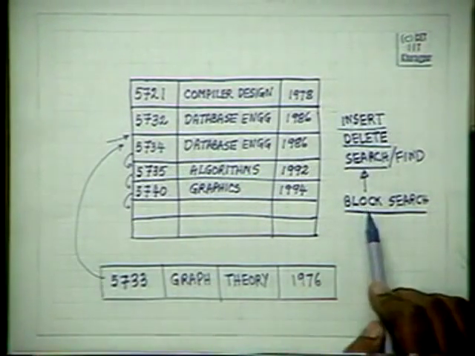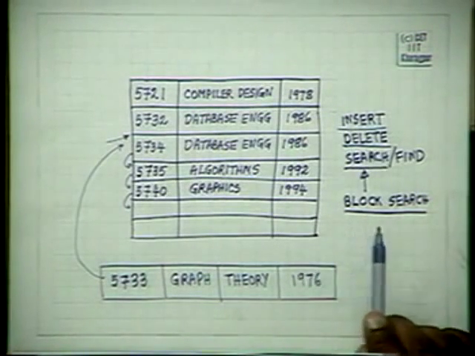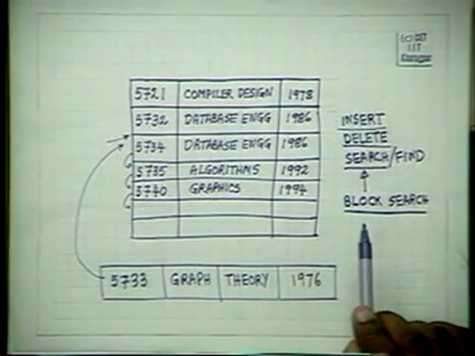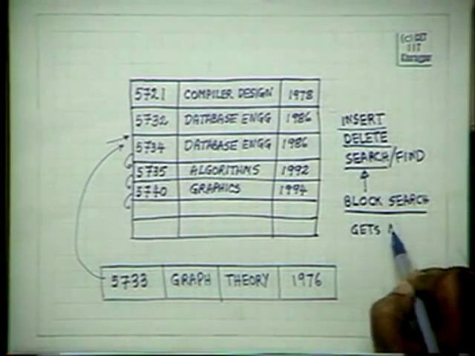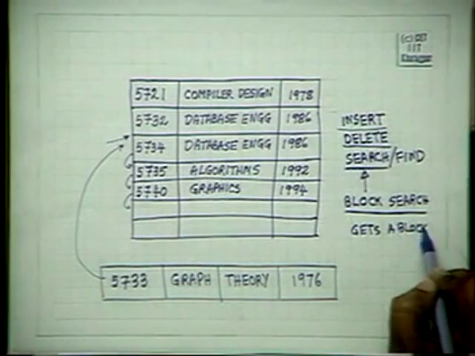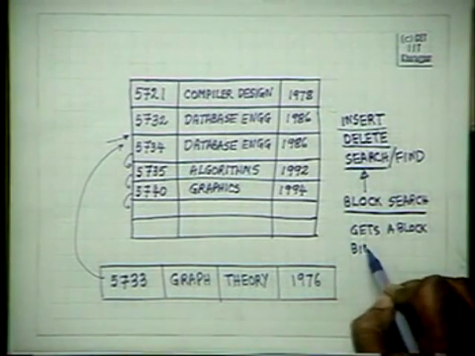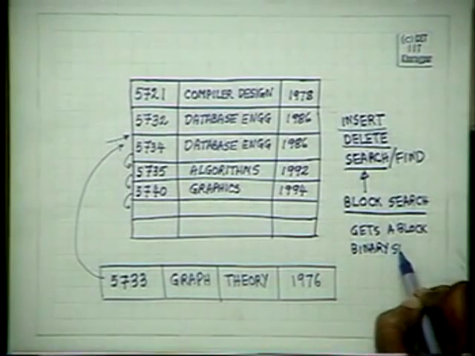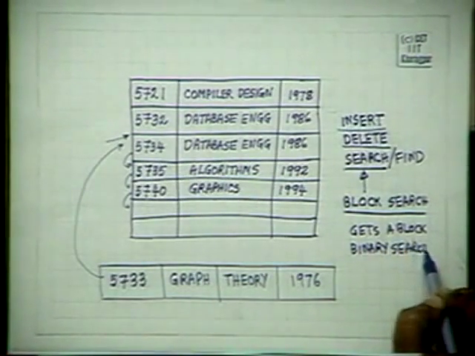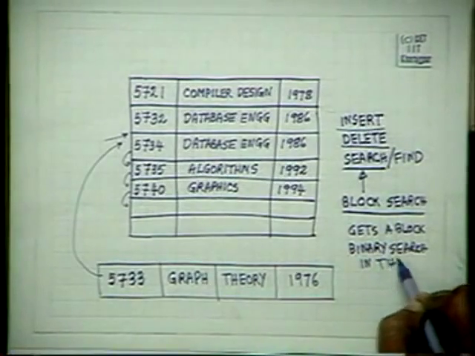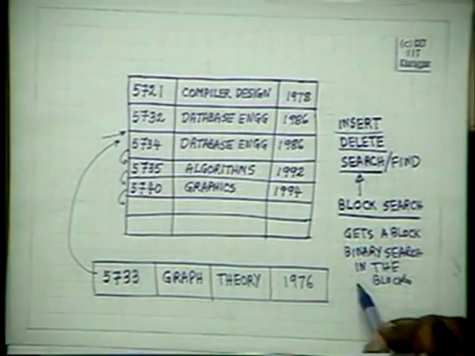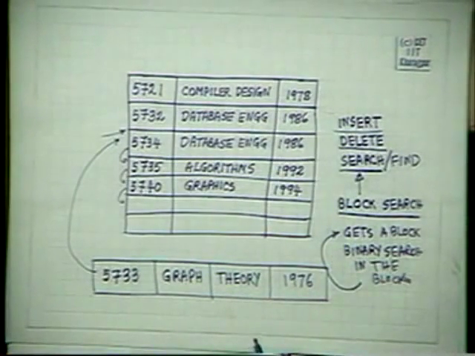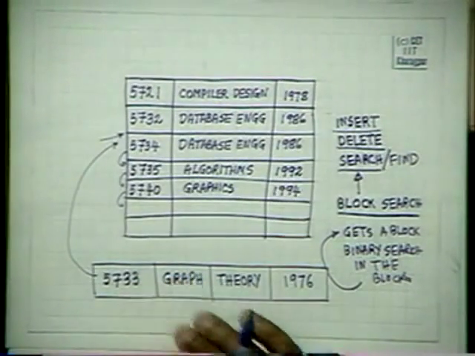So this block search is actually a mixed binary with sequential search, in the sense that it gets a block and does a binary search in the block. If the record is found, you stop, otherwise you continue. This is the basic principle. This is how it is slightly different.